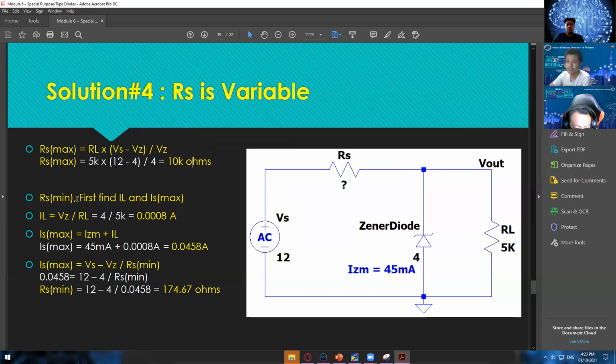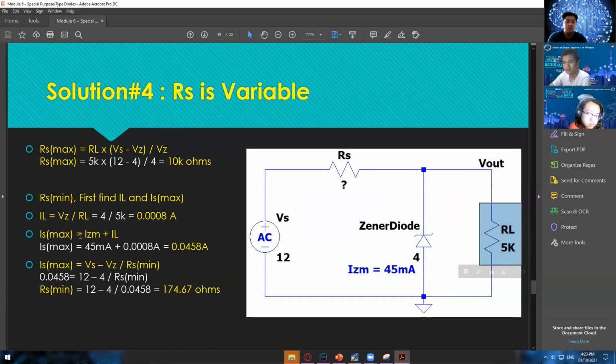And then in finding the RS mean, again, we have to find the IL and then the IS max. So IL is equal to VZ divided by RL. I think this one is very straightforward. Even if you don't have any basis, you already know that what we're looking for is the current of this, my bad, the current of this load resistance. VZ is already given, and RL is already given, so you can now find the current that is flowing on this RL.